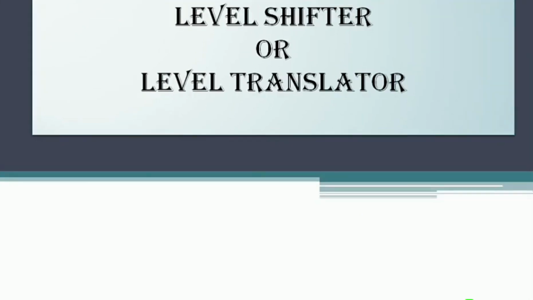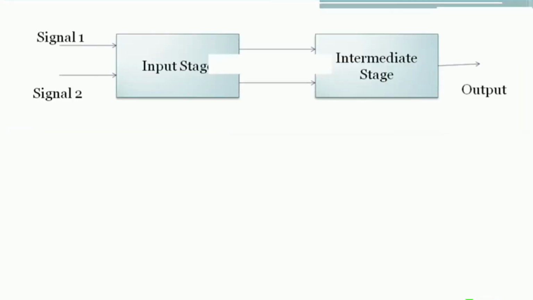Now we will see why we have to use the level translator in the internal block of op-amp. If you observe, the first two stages of op-amp are the input stage and the intermediate stage. These two stages are directly connected. We know from the basic definition that if two stages are cascaded, we have to use a coupling capacitor in between the two stages. So the output of the input stage must be passed through the coupling capacitor and given as input to the second stage.